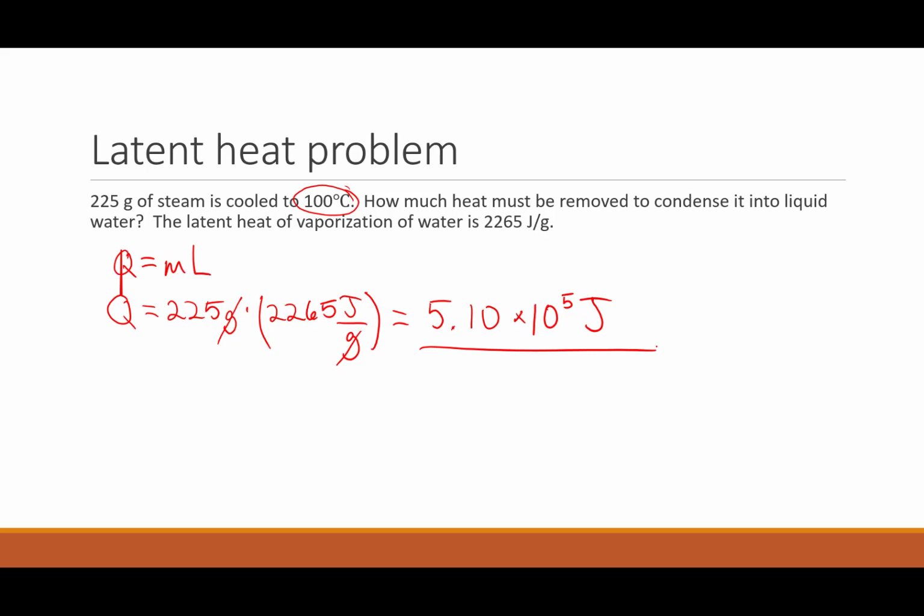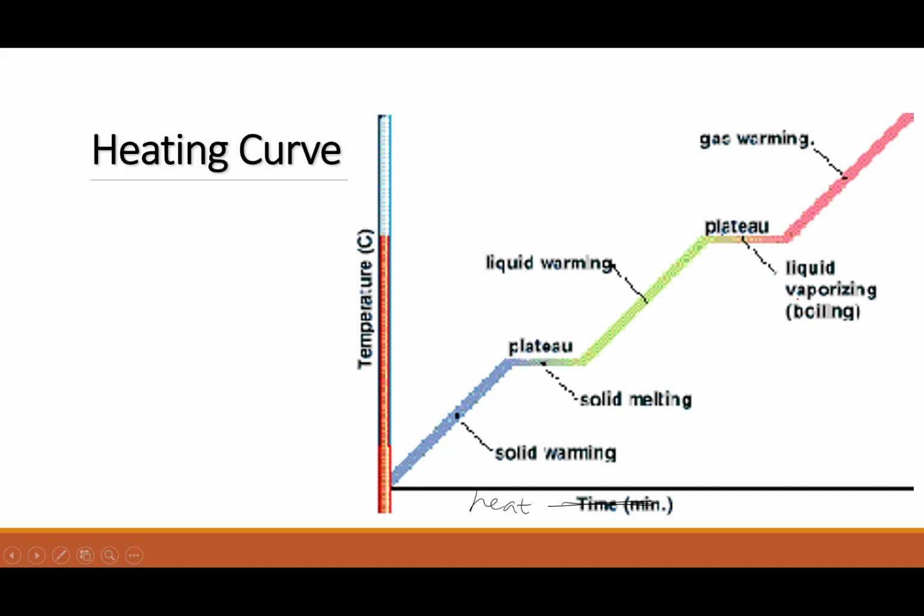Now, one last thing we want to note about this: the heat for the steam is going to be negative because heat is removed from our substance. So keep that in mind. It really should be negative 5.10 times 10 to the 5 joules. That does not come out of the equation. You just have to know that because we are removing heat. So that actually covers everything that we need if we want to figure out how heat affects a substance.